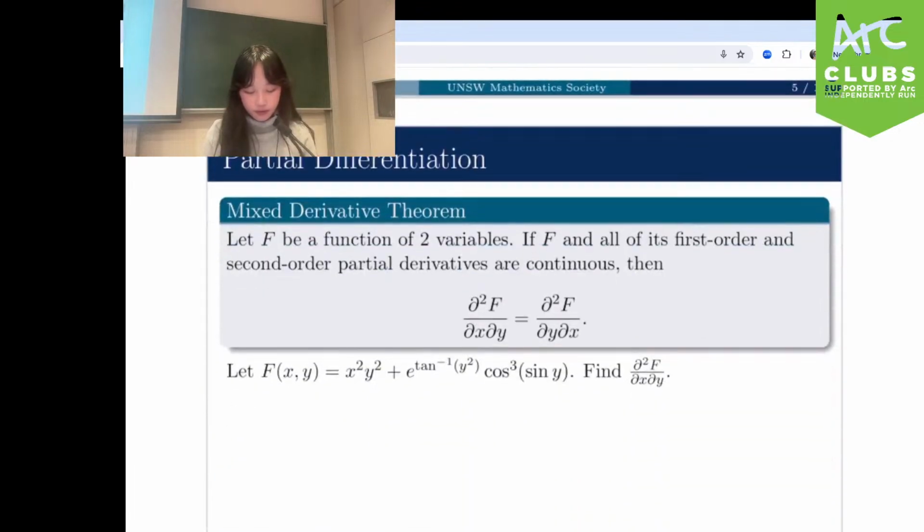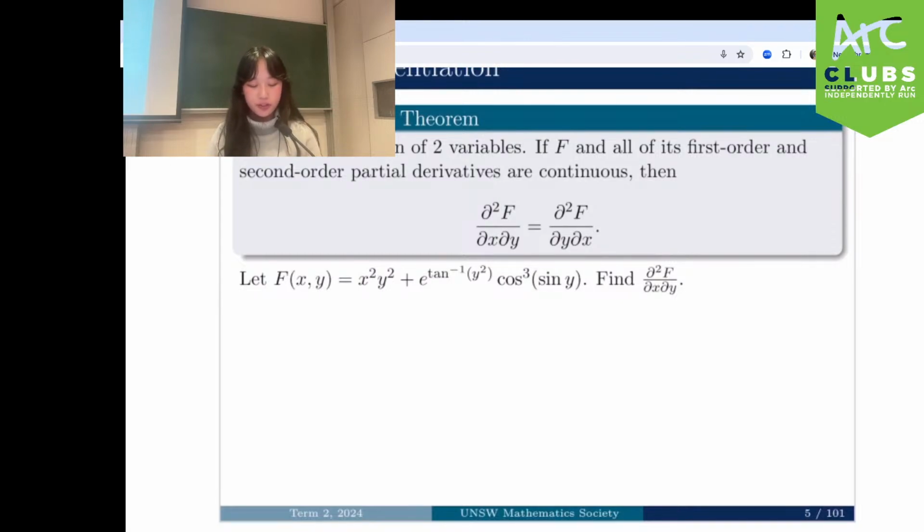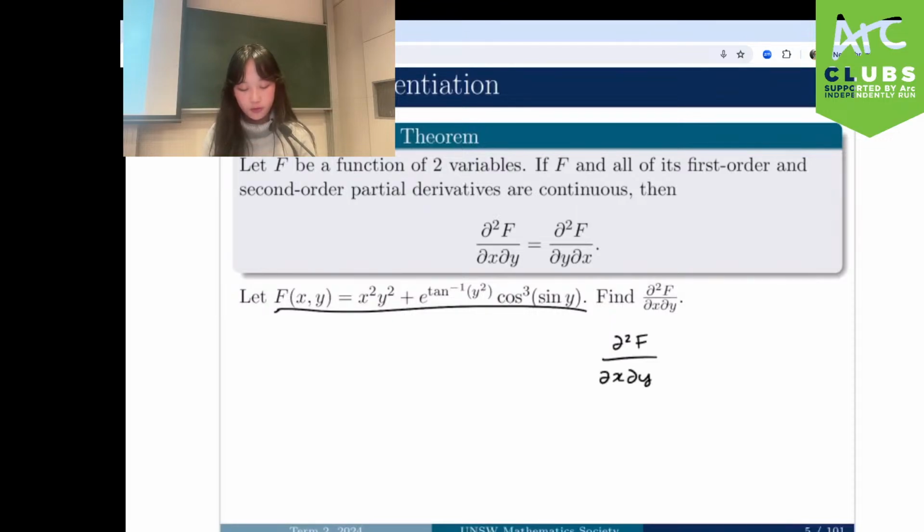All right. So let's look at some examples of that. For example, we want to find delta x, delta y, the double partial derivative of this function over here. One thing that we want to notice is that this is composed of elementary functions, which means it is continuous. And we can also check that all of its first and second order partial derivatives are continuous. So as a result, that means that we can apply the mixed derivative theorem. So it doesn't matter in what order we take our partial derivatives. Okay?